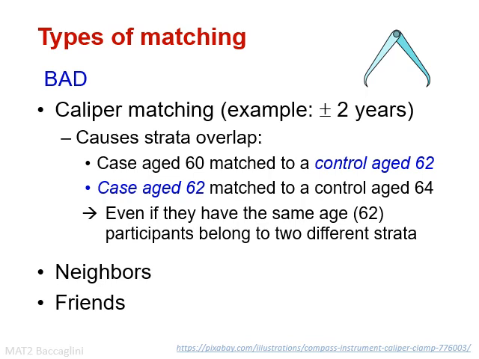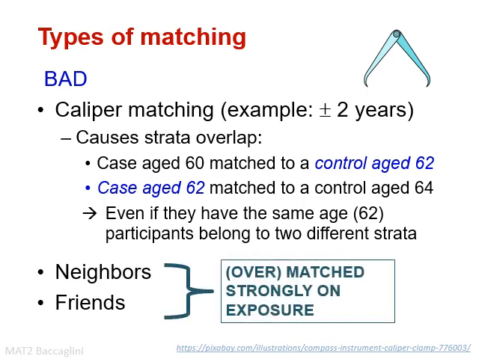Also, matching on neighbors and friends, we've seen that is a problem when we're selecting controls, because we're now overmatching strongly on the exposure. And so this overmatching is something we want to try and avoid.